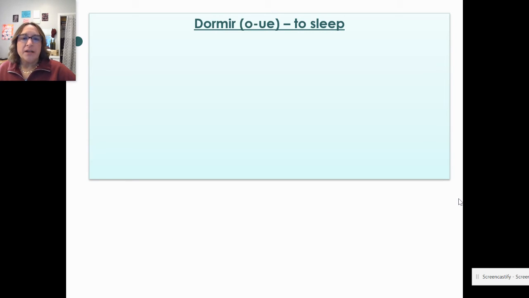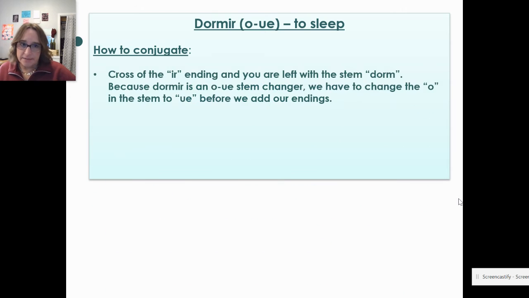Okay, so now we're looking at O to UE verbs. The O in the infinitive dormir, which you've all seen. Dormir means to sleep. The O is going to change to a UE only within the boot. So don't get so obsessed with the UE change that you do it in all six of them, because that's not right. So what you're going to do is obviously cross the IR off.